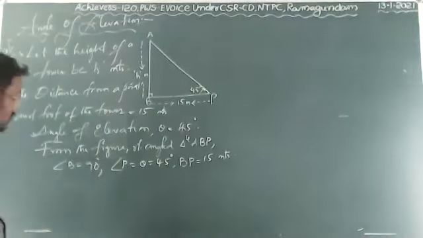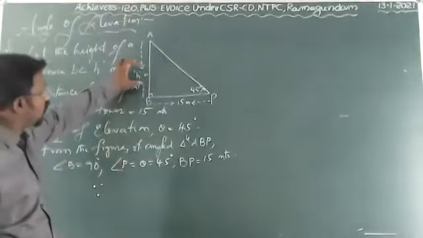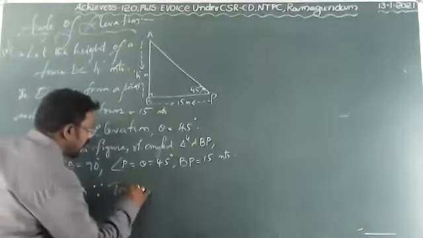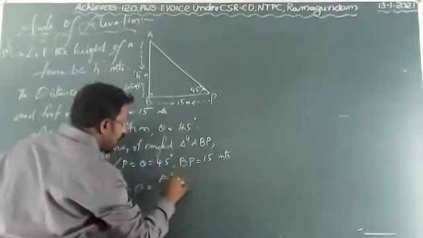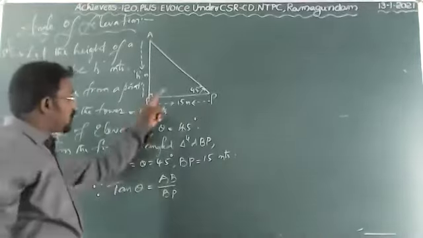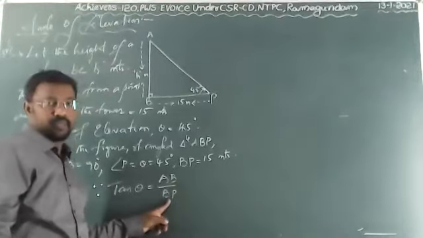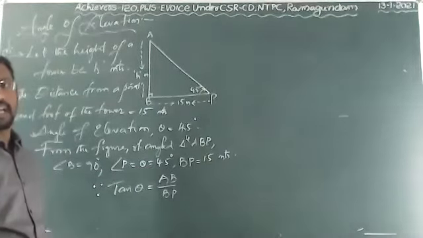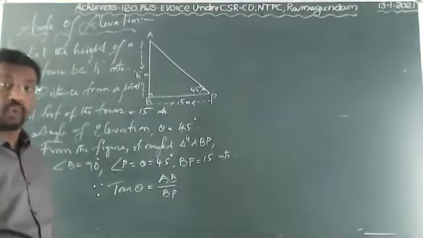And now the process. You got it from the figure. What ratio is related with opposite and adjacent? That is tan theta. Since tan theta is equal to AB by BP. You can take cot also, so that it becomes adjacent by opposite, BP by AB. But this is tan theta, equal to AB by BP. Just substitute the values, calculate H, which is the height. You will get the answer.